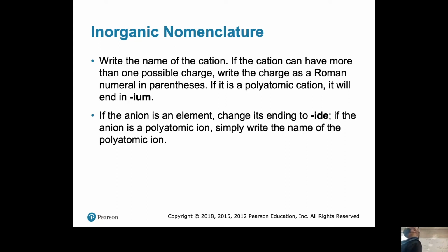But if it's a metal from the alkali metals or the alkaline earths, you don't have to put a Roman numeral, because sodium will always only have one extra electron to give up. Magnesium will always have two extra electrons to give up. So those charges don't change. But for the transition metals, they do change, so you need a Roman numeral, and I'll show you what that means in a second.